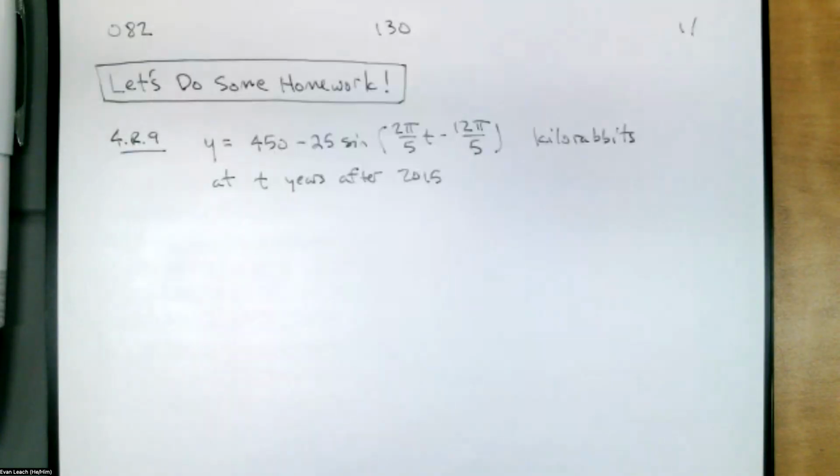Today, let's do some homework. Specifically, I want to take a look at the rabbit problem. We had a nice sinusoidal function with all the features, where y is the number of rabbits in thousands, otherwise known as kilo rabbits, at t years after 2015. So t equals 0 corresponds to 2015, t equals 1 corresponds to 2016, and so on.